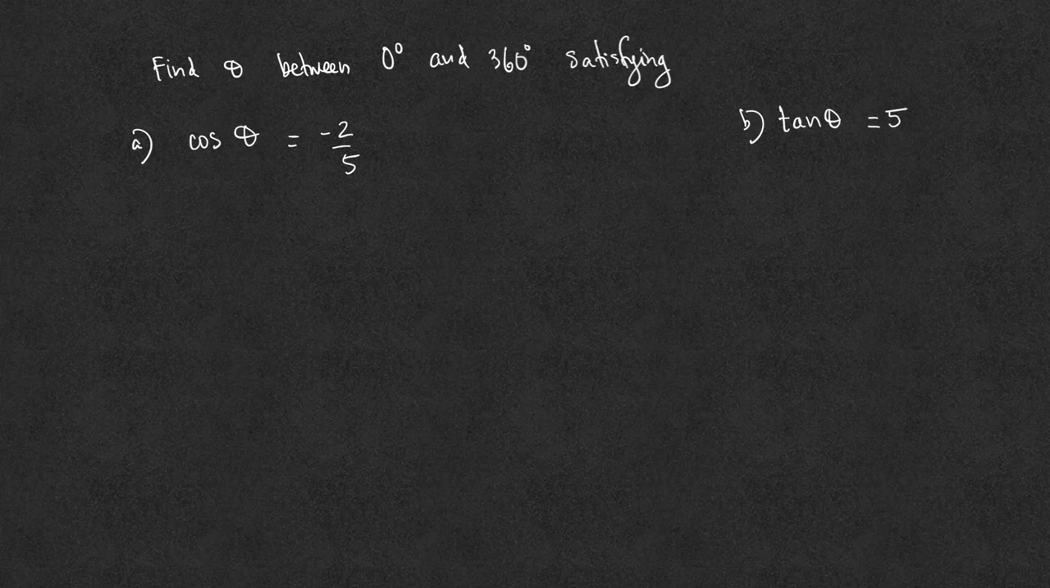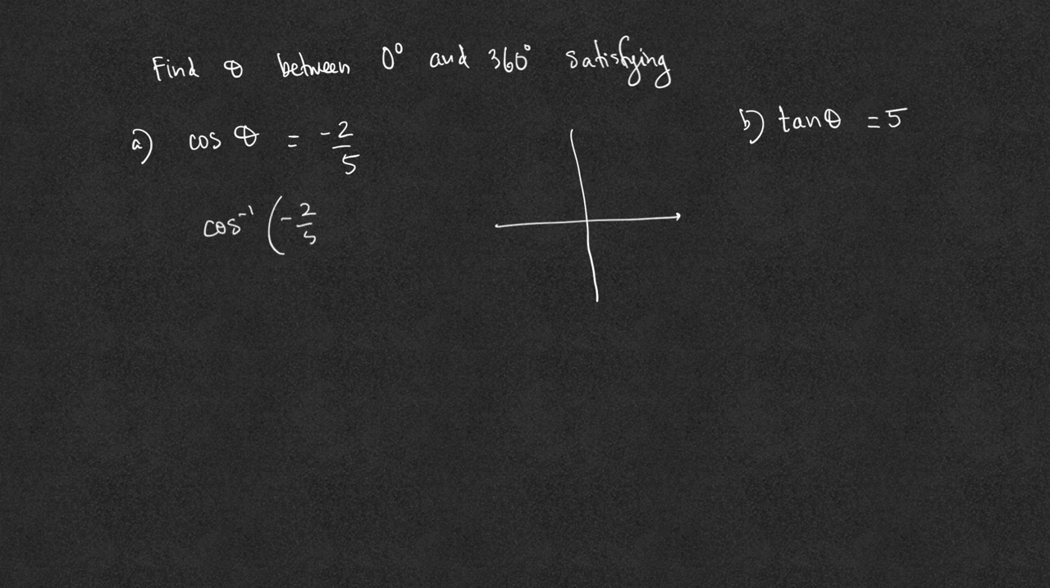Find theta between 0 degrees and 360 degrees satisfying cosine of theta equals -2/5. In the interval between 0 and 360 degrees, there should be two theta that satisfy this equation. -2/5 is not a special number, so we would use the inverse trigonometric function, which states that cosine inverse of -2/5 equals theta. We then use the calculator to find out what theta is.